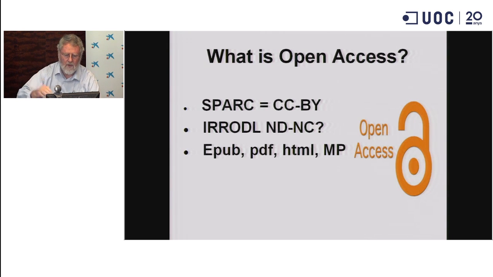We publish in IRRODL in four formats, and we believe that's a type of openness, where we publish in EPUB, MOBI, in PDF, in HTML, and in MP3. So again, that's another aspect of what is open. You could have the best openly licensed material around, but if people can't actually access it in some kind of an open format, then it isn't really open.